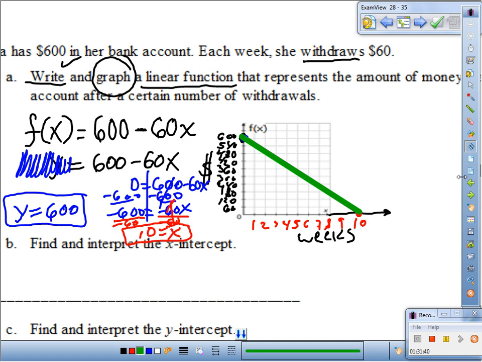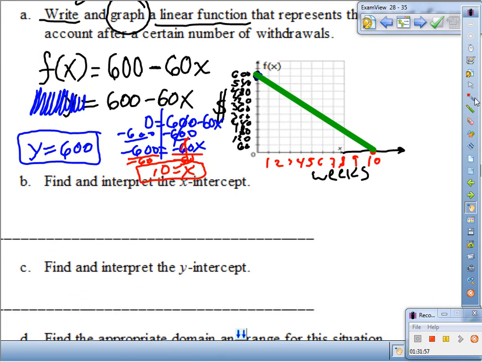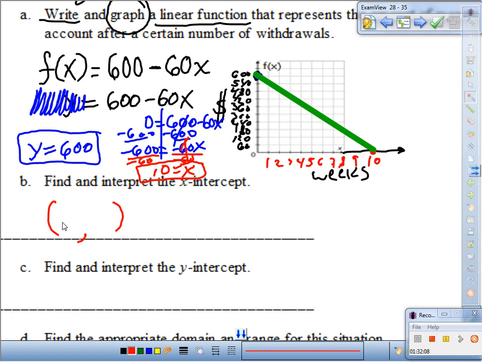Now, for some of you that want to do more work, you can do the table. You have to do a computation for each value and so on. All right, let's go to part B. Find and interpret the x-intercept. Who can give me the x-intercept in coordinate form? Luker. 10, 0. So that is finding the x-intercept. Okay, so we got that. Let's interpret. What does this mean?